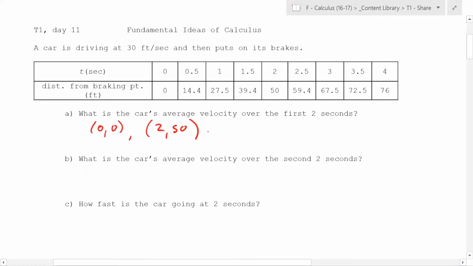So what do you need there? 50 minus 0 over 2. So what's the slope going to be? It says, what's the average velocity? 25 feet per second, right?